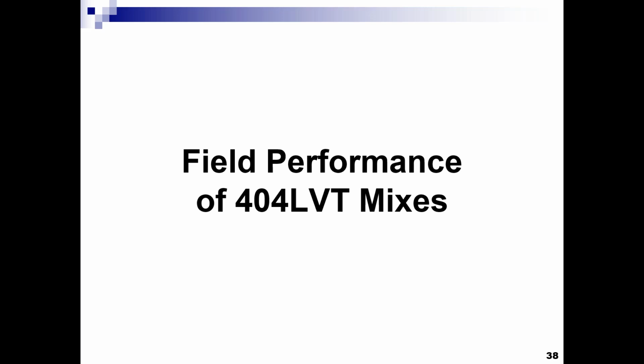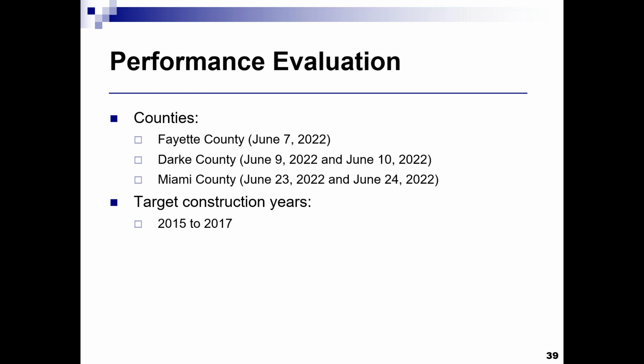So we went back and we contacted some of the counties that indicated that they are using 404 LVT mixes or have used 404 LVT mixes. And we evaluated the performance of several pavement sections that were constructed using the 404 LVT specifications. Now, we targeted years coming from 2015 to 2017. One thing to keep in mind is that all the sections that were constructed in 2015 were still using the old specification, not necessarily the newer specification. So the binder type is different, the RAP content could be different, and so on and so forth. But again, we wanted to see how these mixes perform.